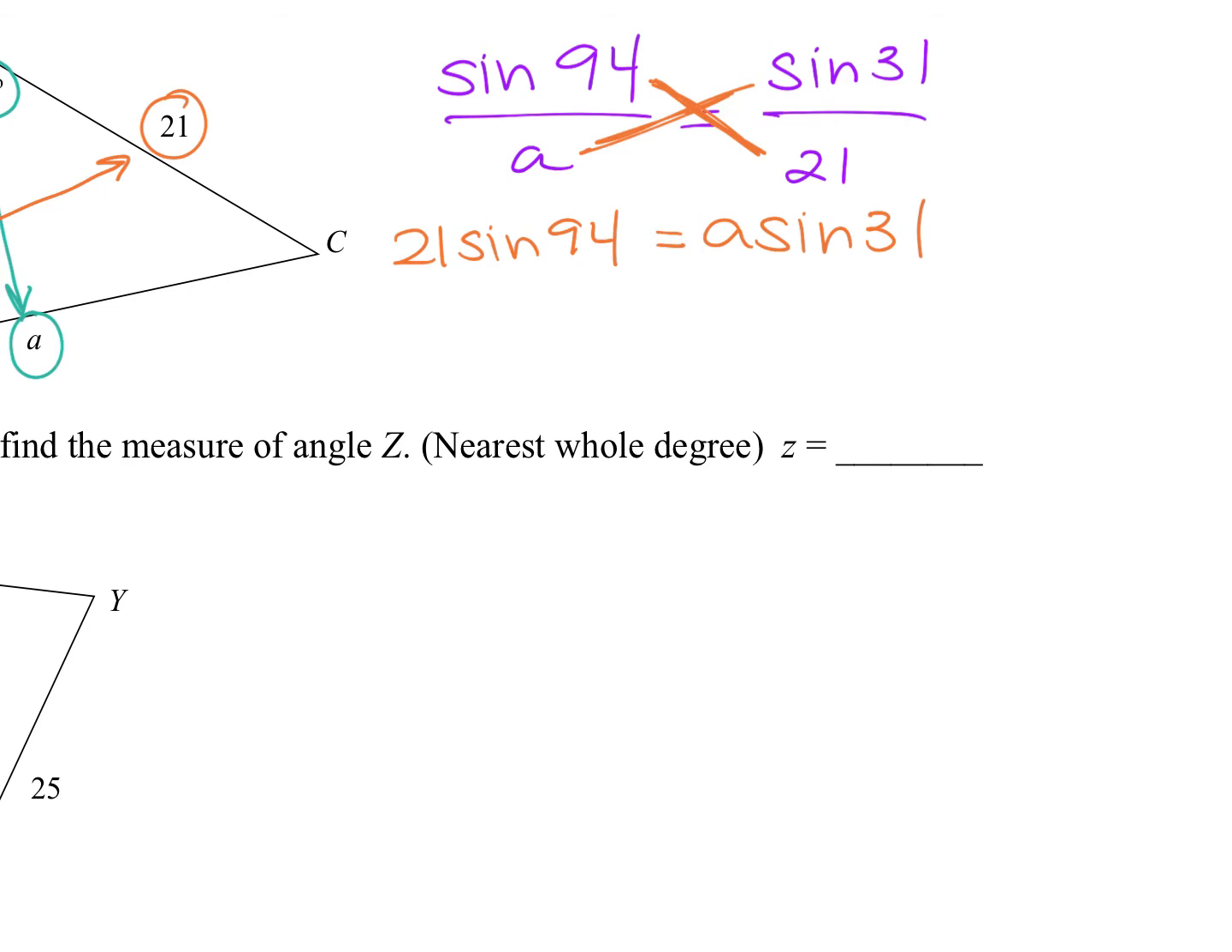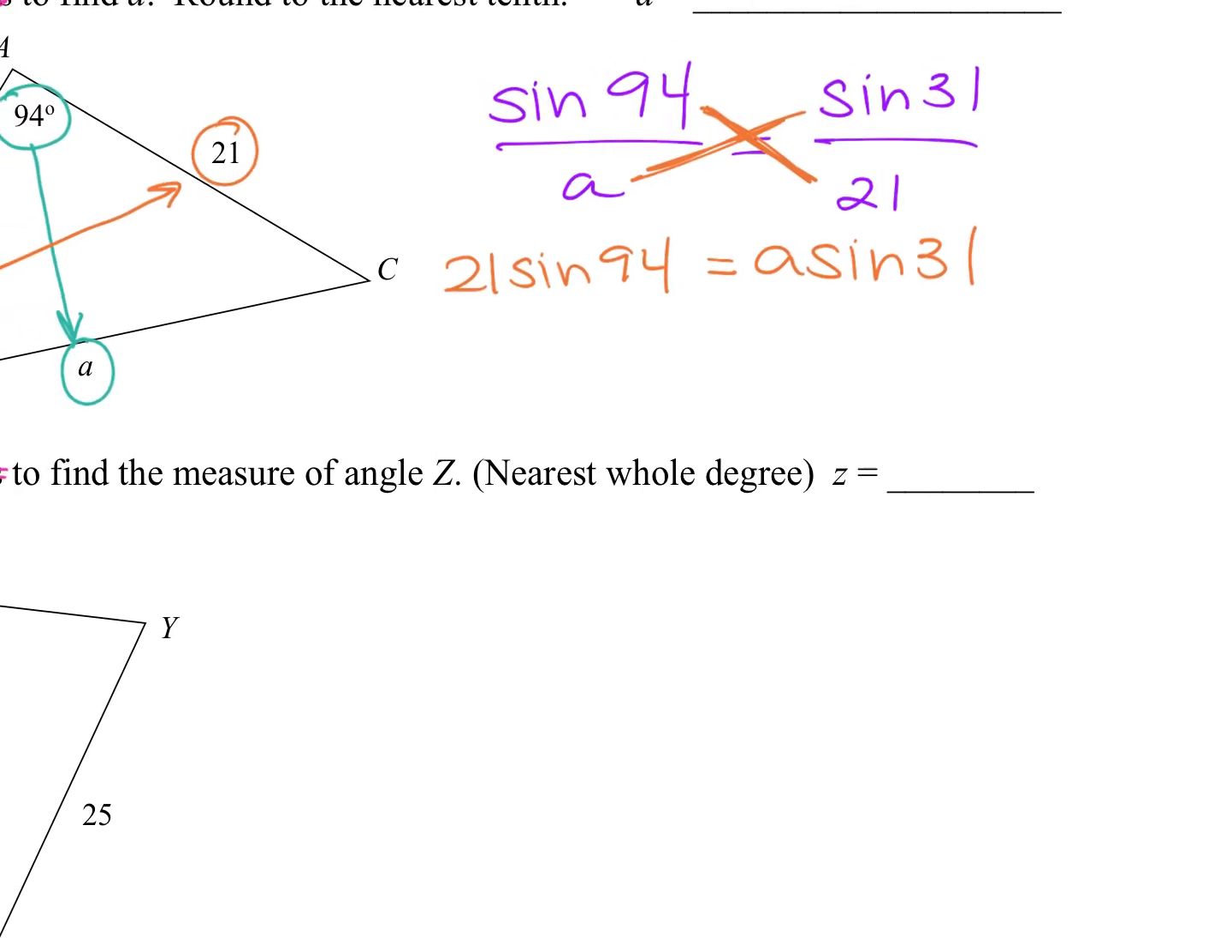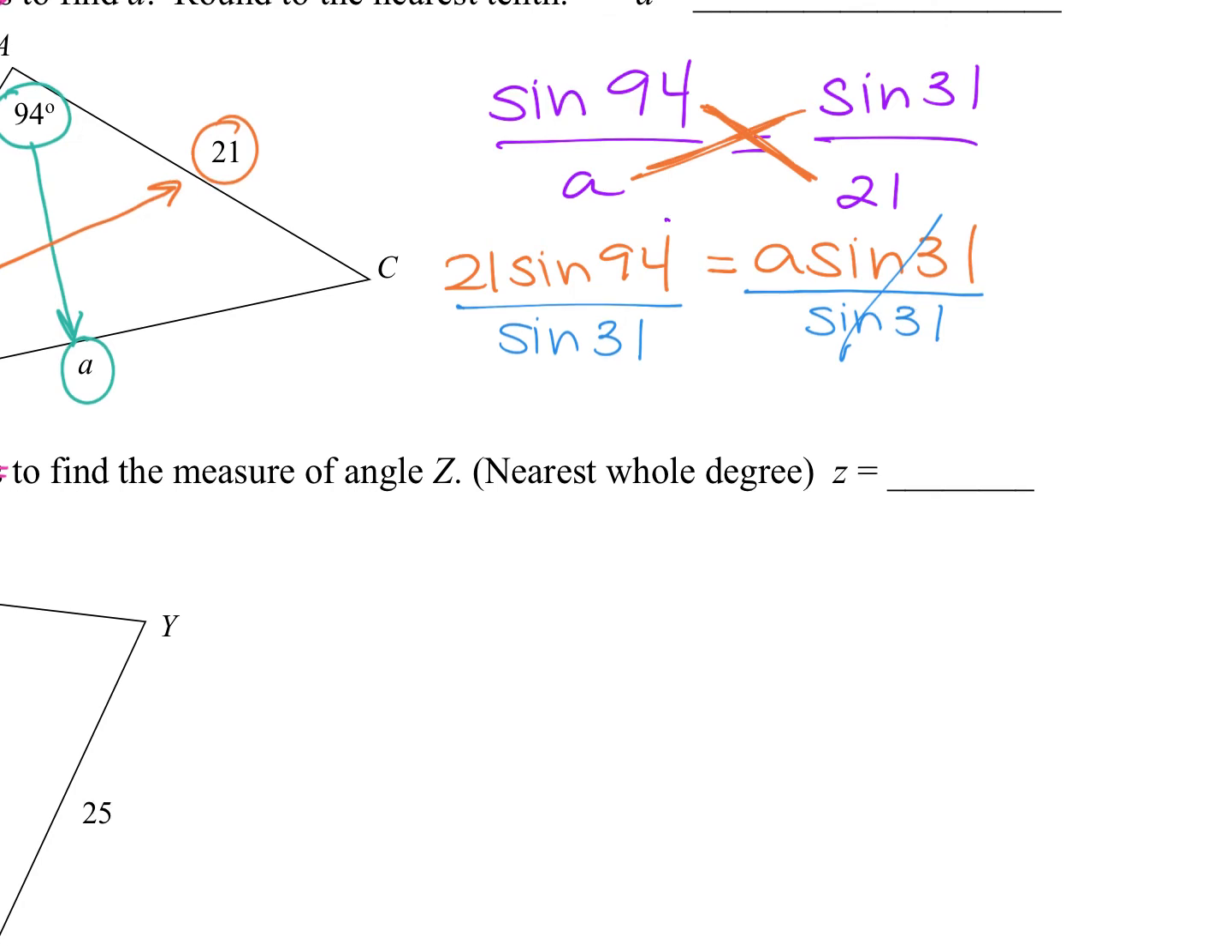Divide by what? Sine 31. We're trying to isolate the A, right? So if we divide by sine 31, this goes away. Divide by sine 31. Where do you need to put a parenthesis? After 94. You're going to make sure you finish off this parenthesis. If you don't, you're going to get the wrong answer, okay? So type that in: 21 sine 94 parenthesis divided by sine 31.